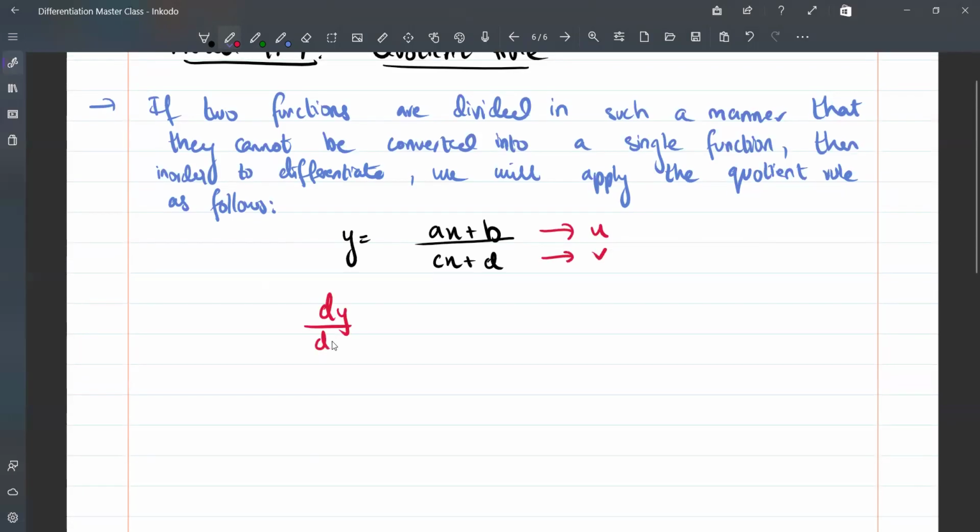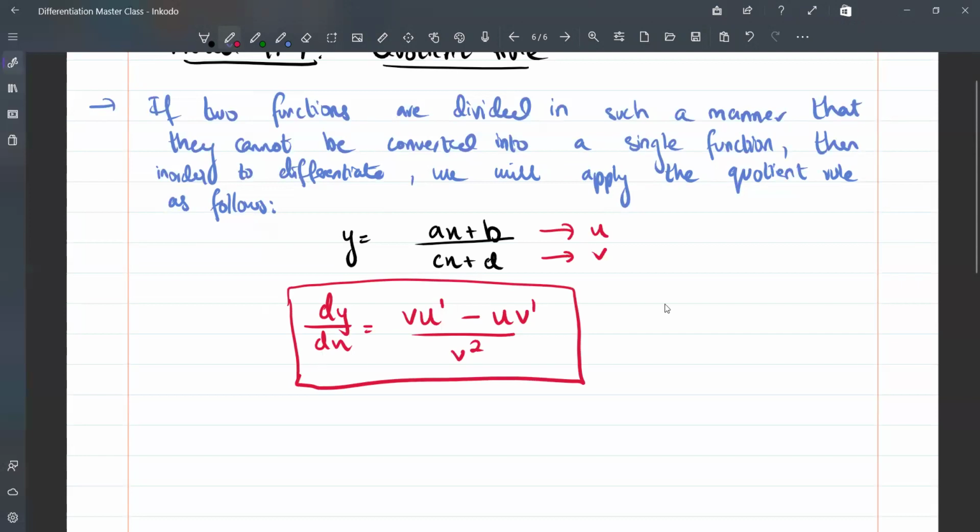We will apply the following formula. dy over dx is vu dash minus uv dash upon v square. So this is the formula that you need to remember when two functions are being divided in such a manner that they cannot be converted into a single function. You need to remember this. Now let's apply it.